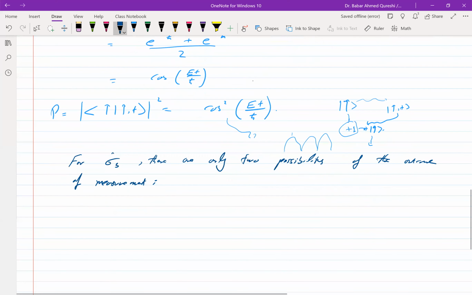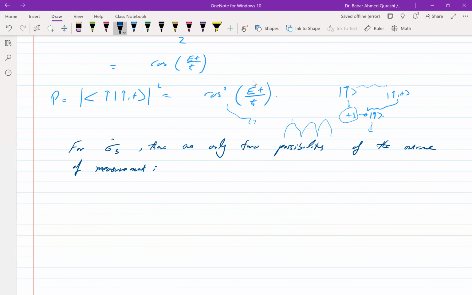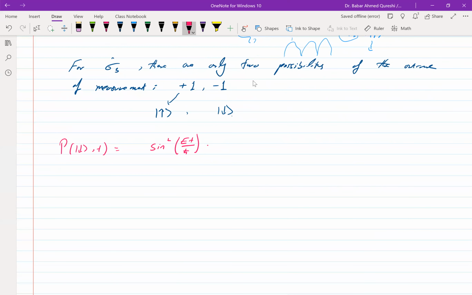So what are those? We are just applying our postulates. According to the postulate, the possibilities are +1 or -1. So equivalently, you can say when you measure sigma 3, either you will find up state or you will find down state. The probability of finding up state after time t is this. So what should be the probability of finding down at time t? The probabilities must sum to 1. So that has to be this.